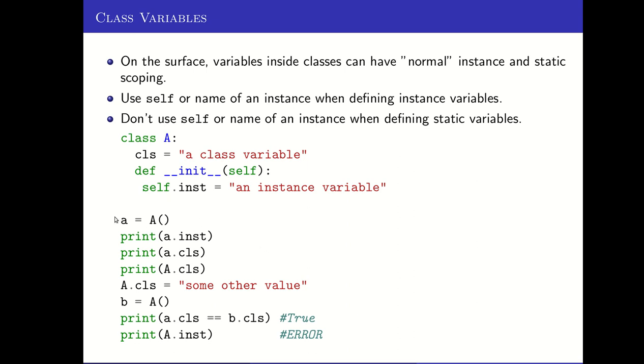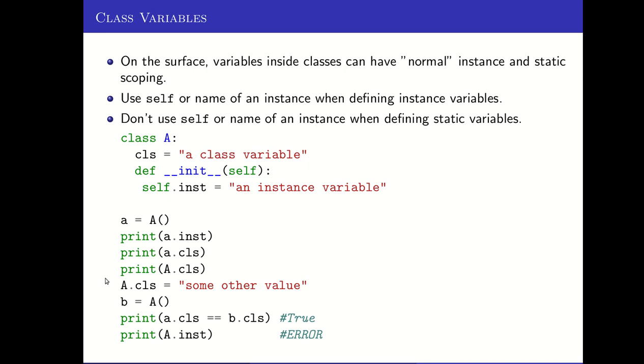So I say a equals a new capital A object. I'm creating a new object, little a. If I print little a.inst, that will print an instance variable. If I print little a.CLS, that will print a class variable. And if I print capital A.CLS, that will print a class variable as well.